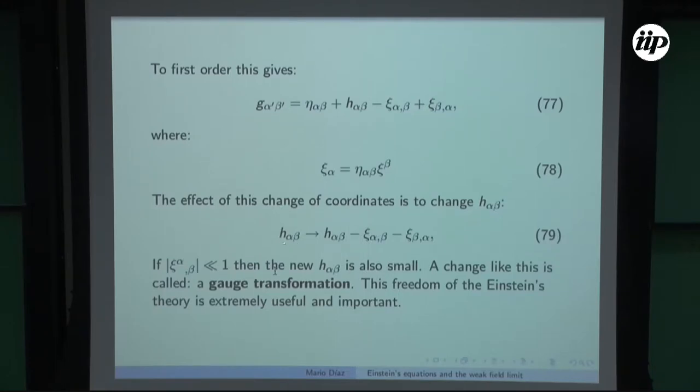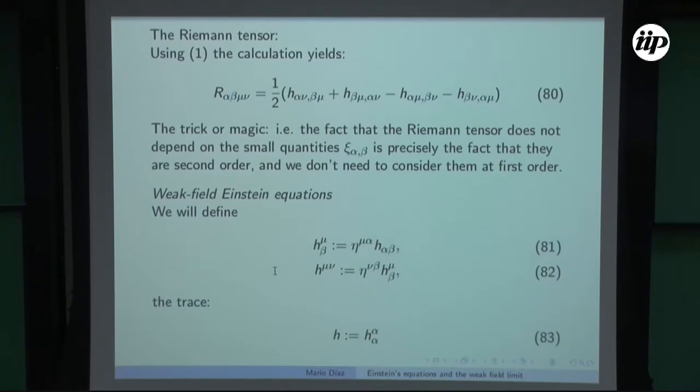And essentially, the perturbation then is going to change like this. So because we assume this quantity to be small, then the new metric in the new coordinates is going to be small. But things like this are what I call a gauge transformation. And it's an intrinsic freedom of Einstein's theory of relativity that you can move from coordinates to coordinates and things don't change. But to be sure that that's the case, you need to keep things under control. And this is a way of keeping things under control.